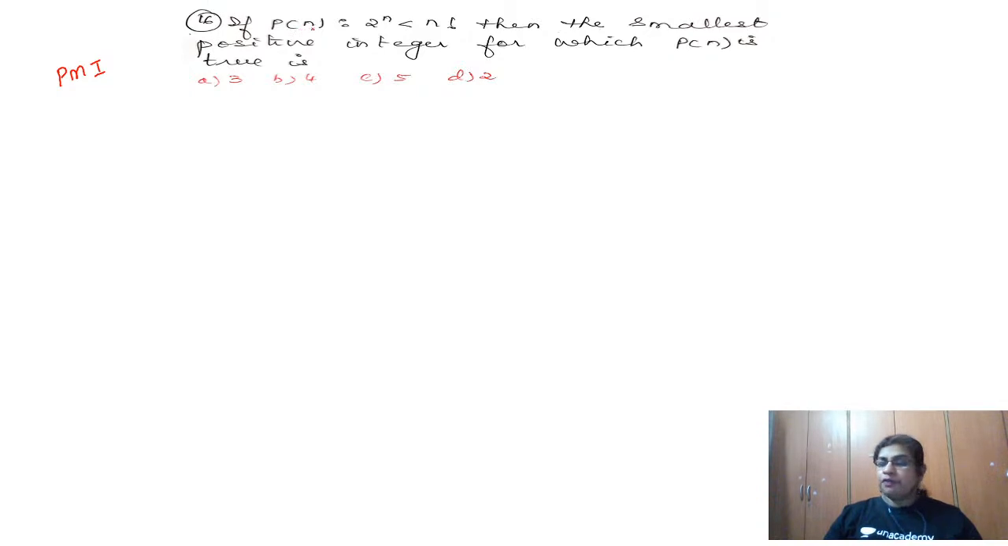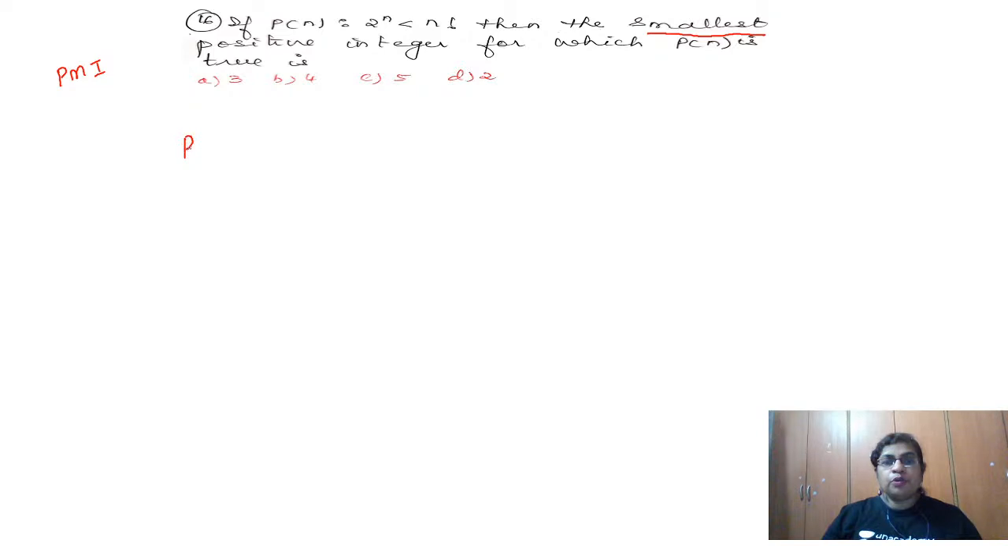If P of n, that is 2 power n, is less than n factorial, then the smallest positive integer, look at this word, it is important for us, for which P of n is true is... So you have to find the smallest integer for which P of n will become true. Now in these options, the smallest integer you find is 2, isn't it? So take n equal to 2.